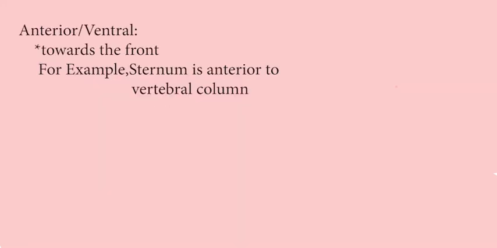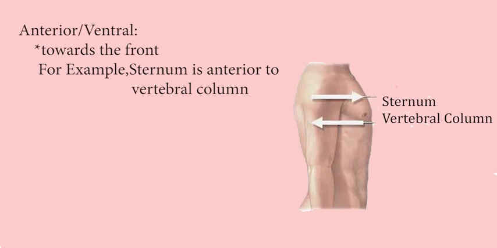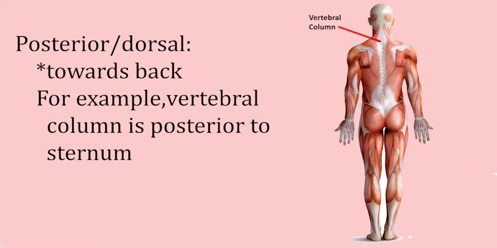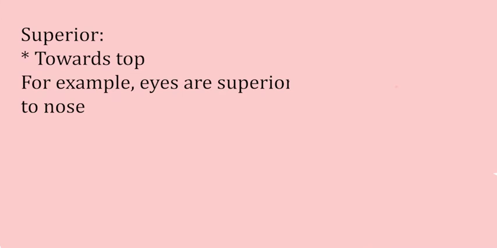Anterior. It is also known as ventral. It means towards the front. For example, the sternum is anterior to the vertebral column. In contrast, we have posterior or dorsal. It means towards the back. For example, the vertebral column is posterior to the sternum. Keep in mind that all these are explained with reference to anatomical position.